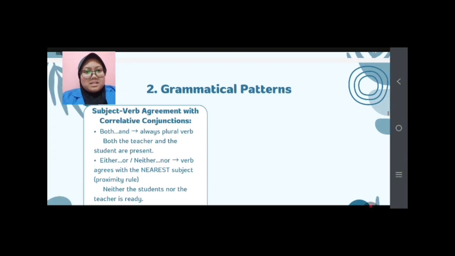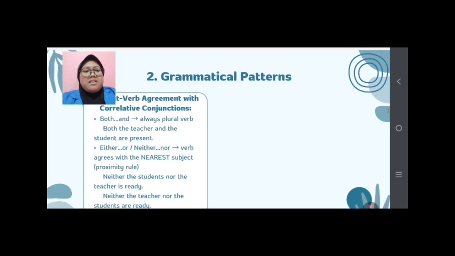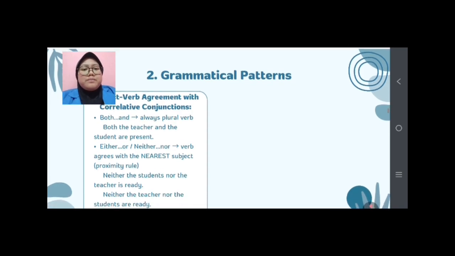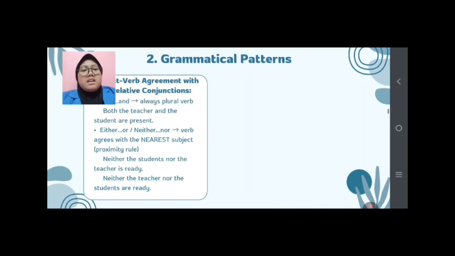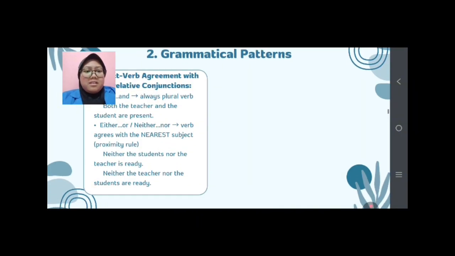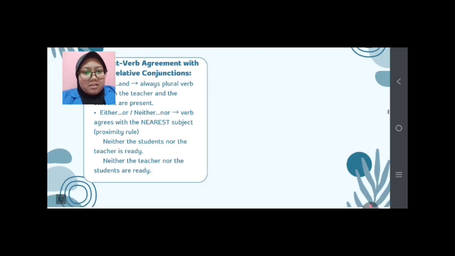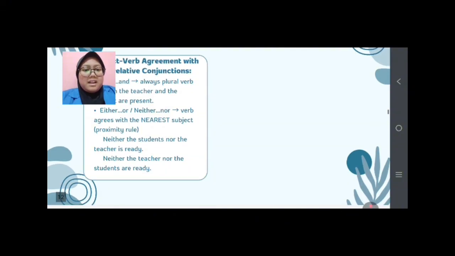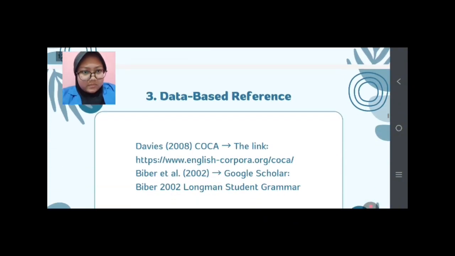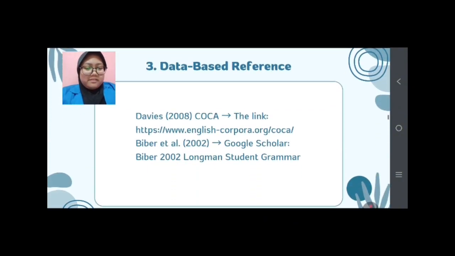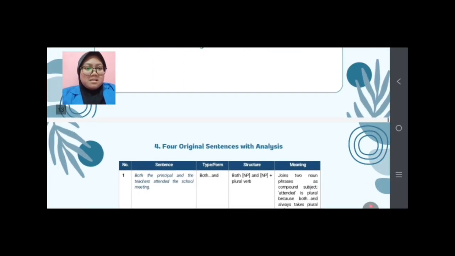Next, subject-verb agreement with correlative conjunctions. Both... and always takes a plural verb: both the teacher and the student are present. Either... or and neither... nor, the verb agrees with the nearest subject, the proximity rule. Neither the students nor the teacher is ready. Neither the teacher nor the students are ready. This is the database reference I use.